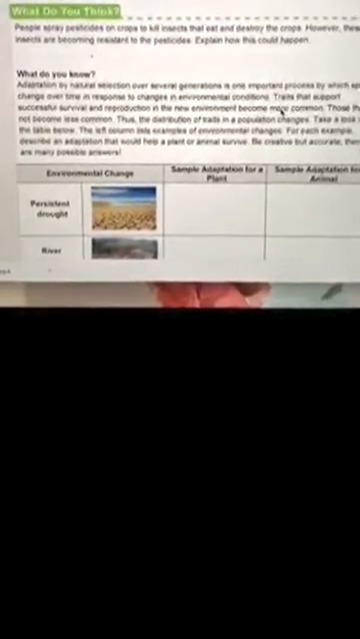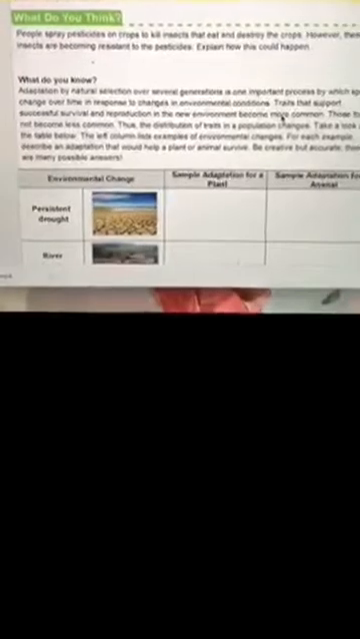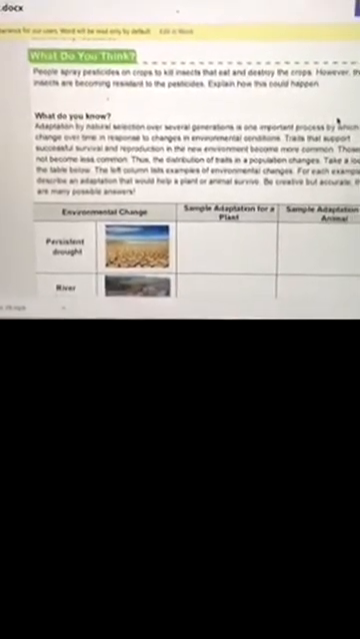It says, what do you know? Adaptation by natural selection over several generations is one important process by which species change over time in response to changes in environmental conditions. Traits that support successful survival and reproduction in the new environment become more common. Those that do not become less common. Thus, the distribution of traits in a population changes. Take a look at the table below. The left column lists examples of environmental changes. For each example, describe an adaptation that would help a plant or animal survive. Be creative but accurate. There are many possible answers.